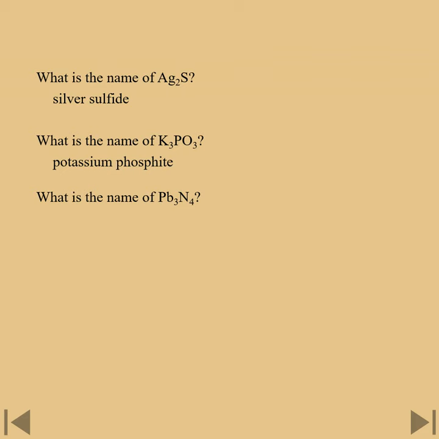What's the expected charge on a single nitride? Well, nitrogen wants to gain 3 electrons to be like neon, so -3. 4 -3s is -12. -12 is balanced by +12. When I divide that +12 by the 3 leads, each one is +4. For lead, Roman numeral 4, nitride.